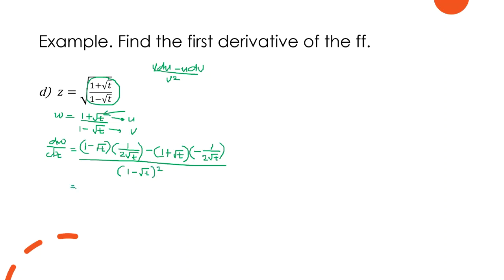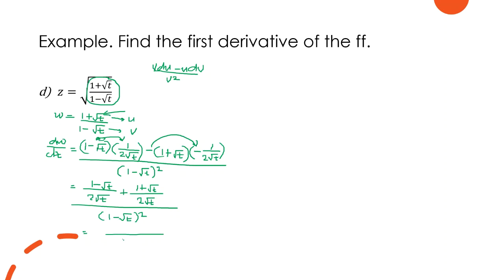So simplifying, we have 1 minus square root of t all over 2 square root of t. We also have negative times negative, so this is positive, so we'll have plus 1 plus square root of t over 2 square root of t, all over our denominator, which is (1 minus square root of t) squared. So simplifying, our numerator, combining our fraction, we have 2 square root of t as our denominator. We also have 1 minus square root of t plus 1 plus square root of t, since they have the same denominator.